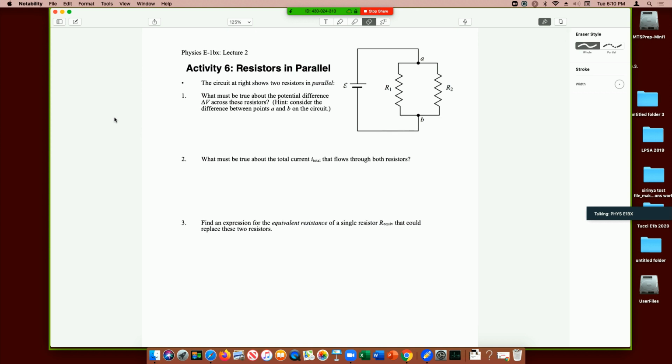So we've got here this circuit on the right that has two resistors in parallel. And we want to know what must be true about the potential difference across these two resistors. So remember last class we talked about the fact that when you've got two resistors in series, the potential drops across each one of them, such that the potential difference of two resistors in series adds to whatever the potential difference of the overall battery is.